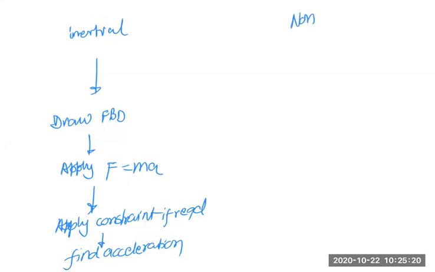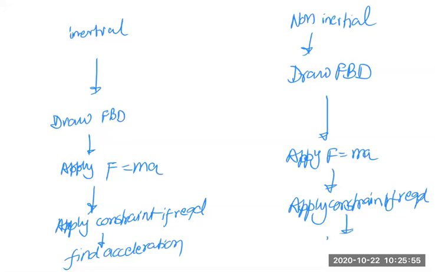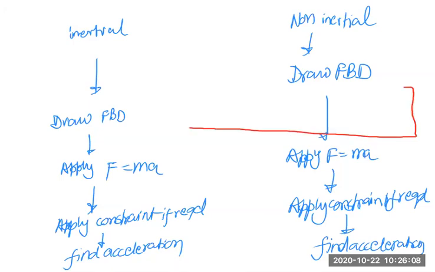What do we do in non-inertial frames? So we draw FBD. We apply F is equal to MA. Apply constraint if required. Find acceleration. The steps all seem the same, but here there will be one addition.